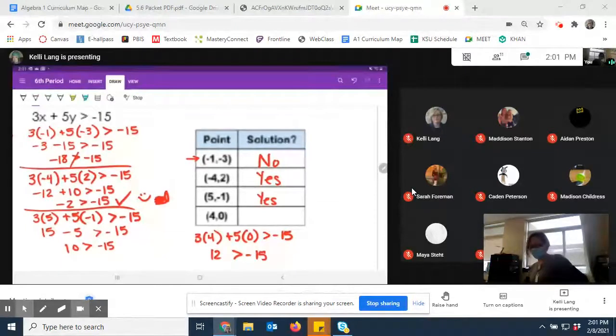All right, so when we get rid of that 5 times 0, we end up with 12. 12 is greater than -15. Is that true? Yes, sir. Yes, ma'am. Yes, everyone. There we go.